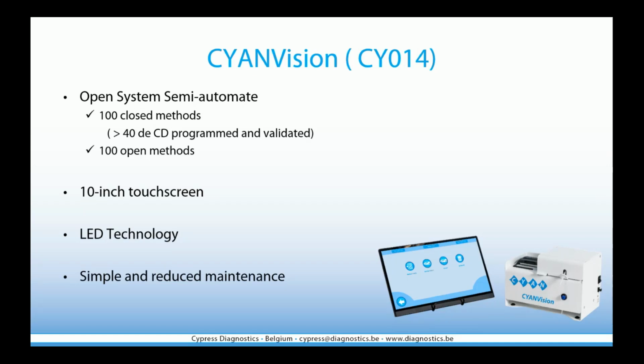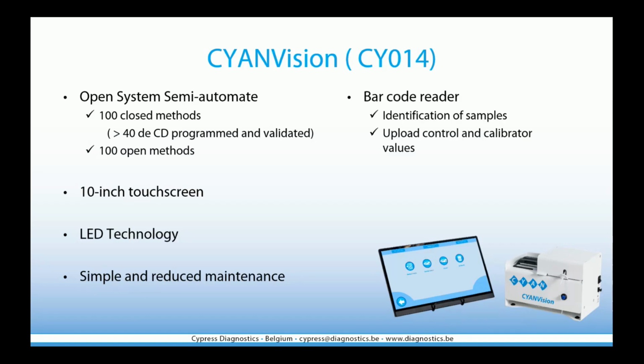And then, of course, what is important to you, it's a very simple and reduced maintenance. That means that little interventions are needed and that little maintenance is needed to make sure that you can work on a continuous basis. There is also a barcode reader option in this instrument to identify samples and also to upload controls and calibrator values.